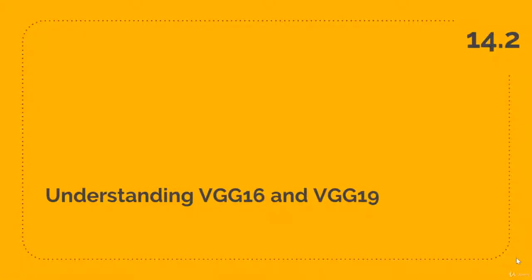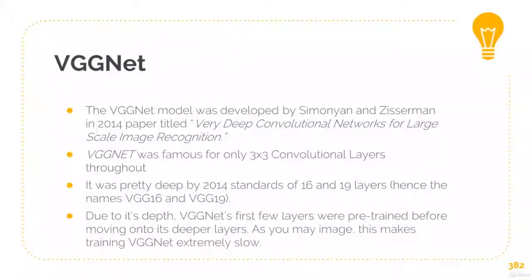Hi, and welcome to chapter 14.2, where we try to understand exactly how VGG16 and VGG19 actually work. So VGGNet. This model was developed by these guys here in a paper titled Very Deep Convolutional Neural Networks for Large-Scale Image Recognition. What's famous about VGG is that they use a sequence of only 3x3 convolutional layers throughout its network. I'll give you a picture of the network diagram shortly, but it was very clever and very unique in this design.